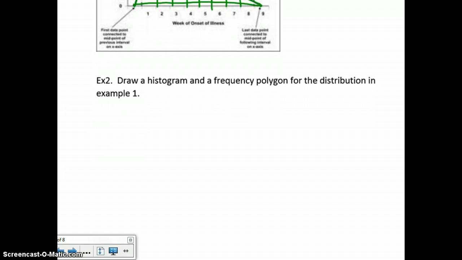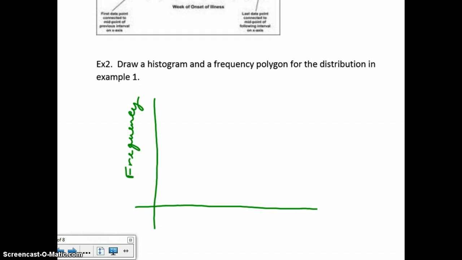We're going to draw a histogram and a frequency polygon for the distribution from example 1. So you'll want to go back to example 1 and look at your frequency table. I want to make this really just the first quadrant of a coordinate plane. And I'm going to have my frequencies listed on my y-axis. I didn't have anything go over 10, so I'm going to label it as such. I had 1, 2, 3, 4, 5, 6, 7, 8, 9, 10 up here.